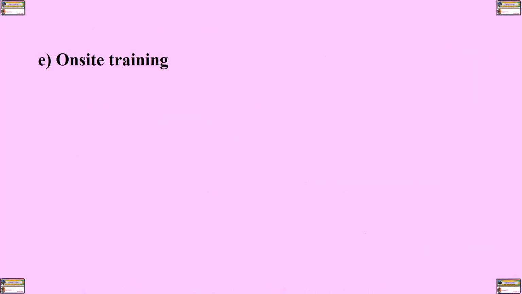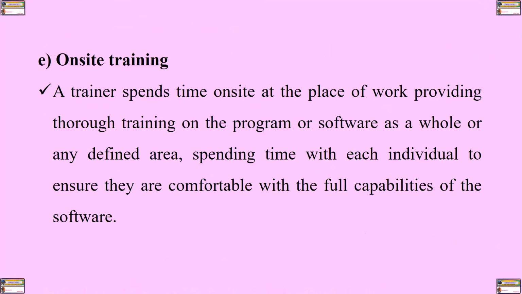The other method of training is on-site training. A trainer spends time on site at the place of work providing thorough training. I repeat, on-site training, not online. There's a difference between online training and on-site training. So on-site training entails a trainer spending time on the site at the place of work while providing thorough training on the program or software as a whole or any defined area, spending time with each individual to ensure that they are comfortable with the full capabilities of the software.